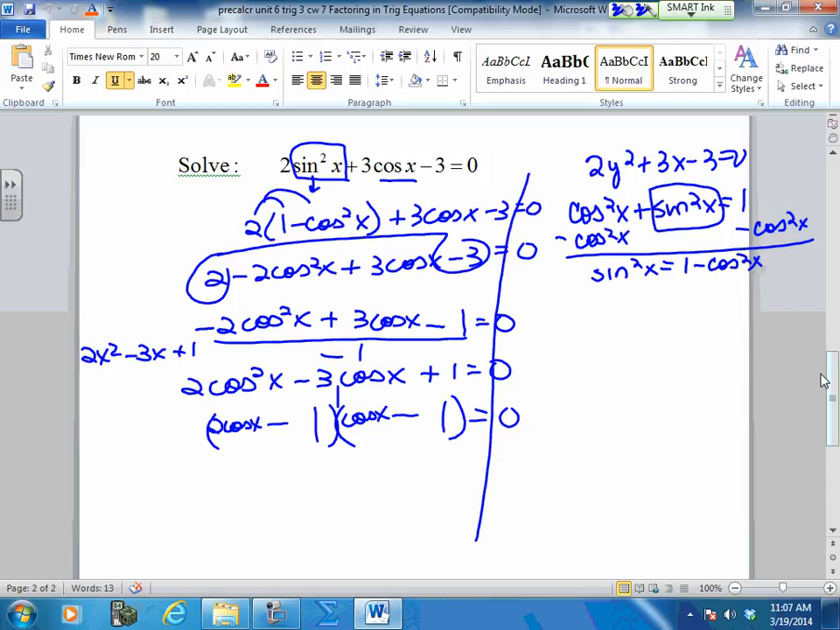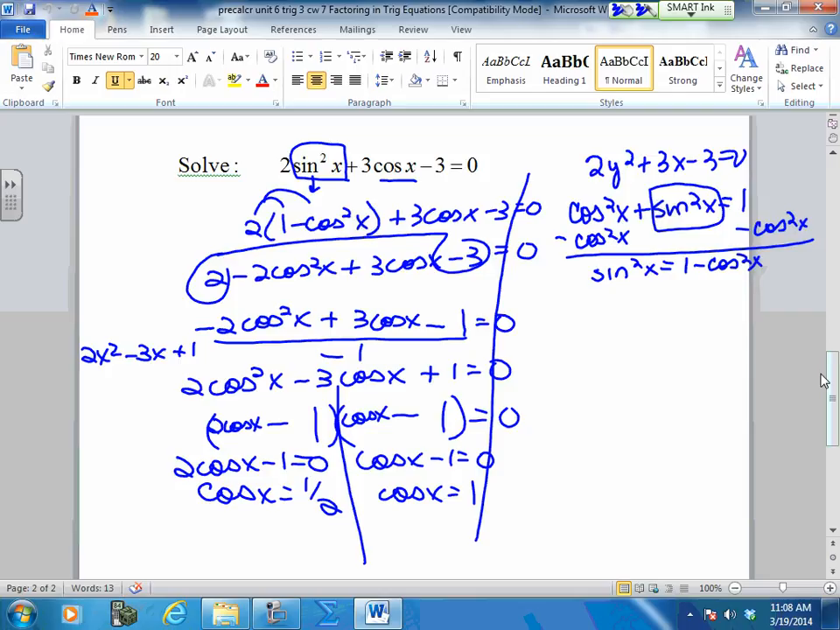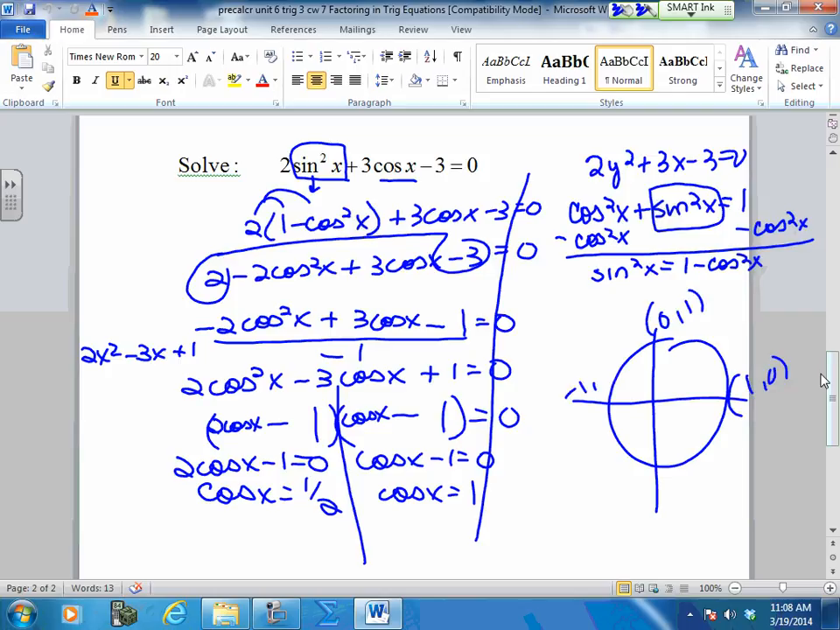Then we set these guys equal to 0, and we find our answer. We add 1, divide by 2. So let's work your cosine x equals 1. Cosine is the x value. Where do I find that? On my unit circle, where do I find cosine of 1? At the 0 degrees, or the 0 radians. So x equals 0. Let's just find it between here and 2 pi.